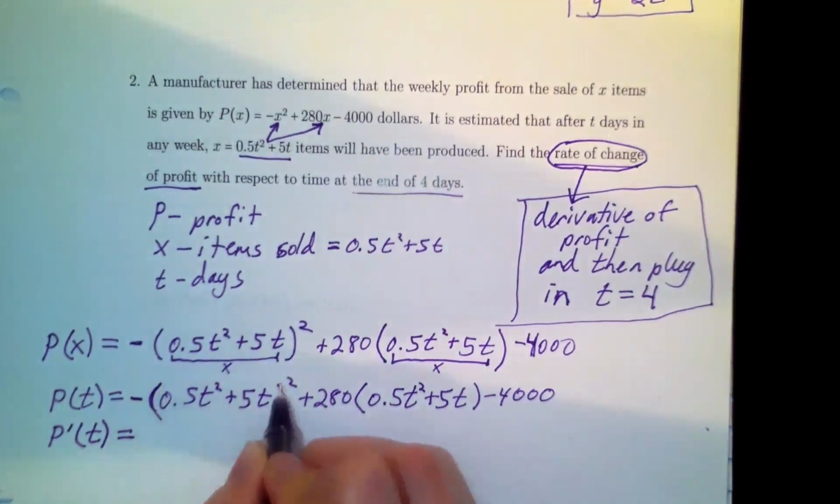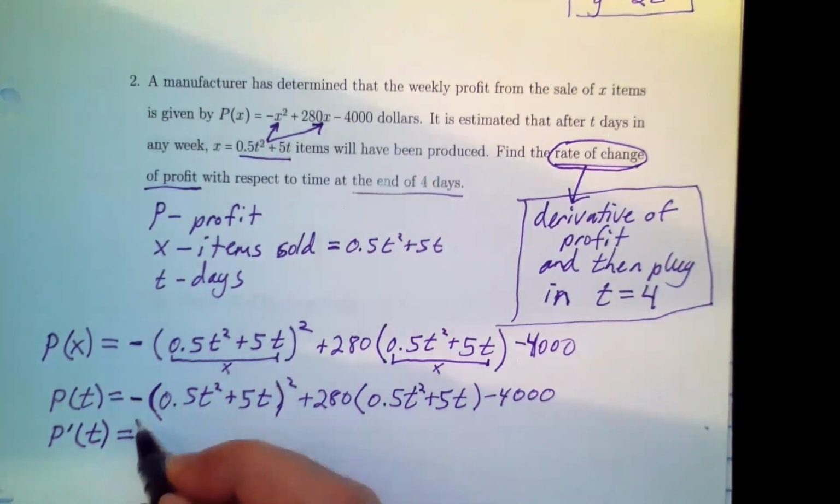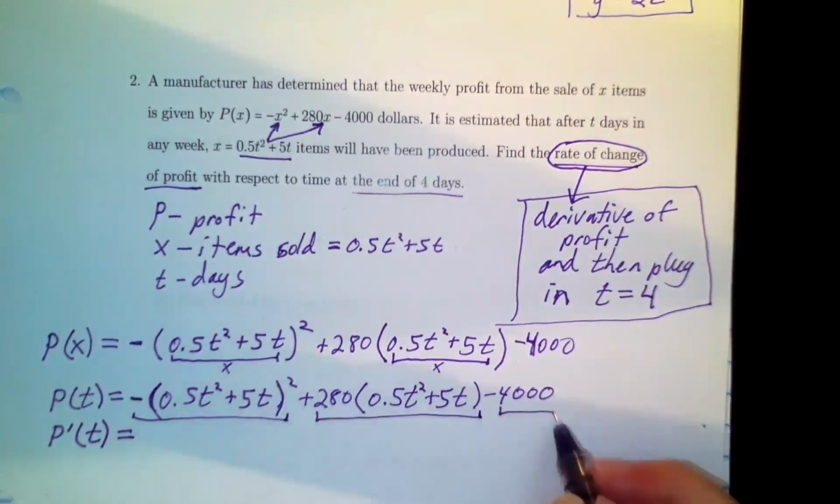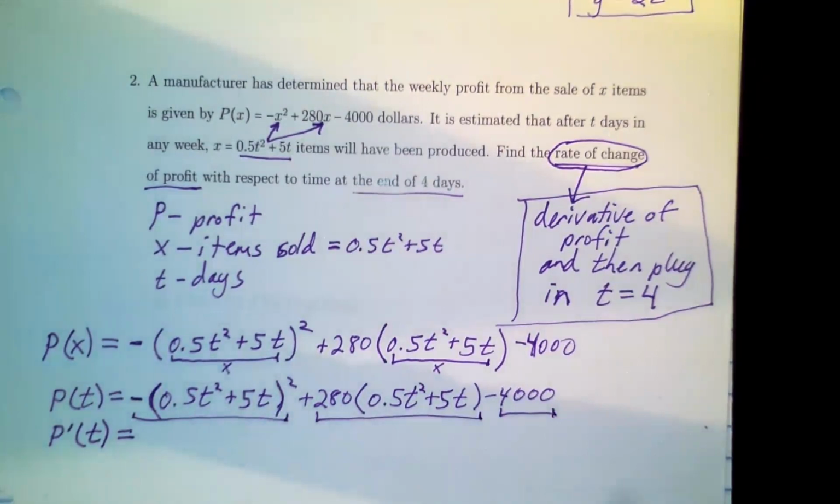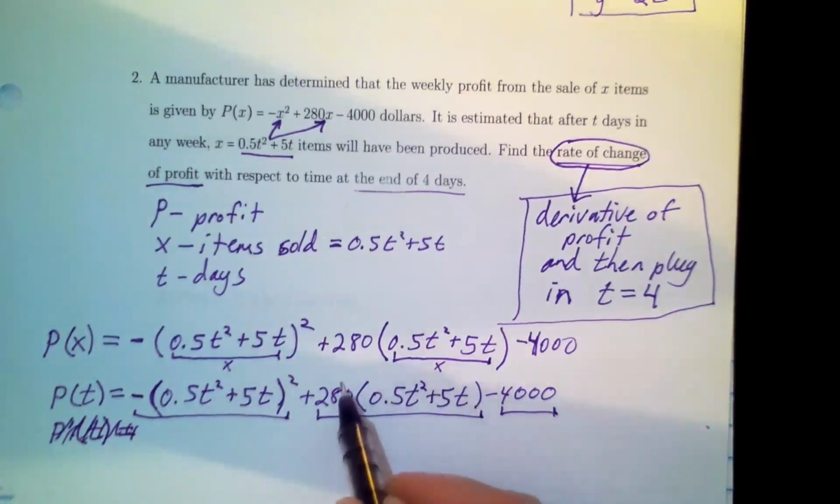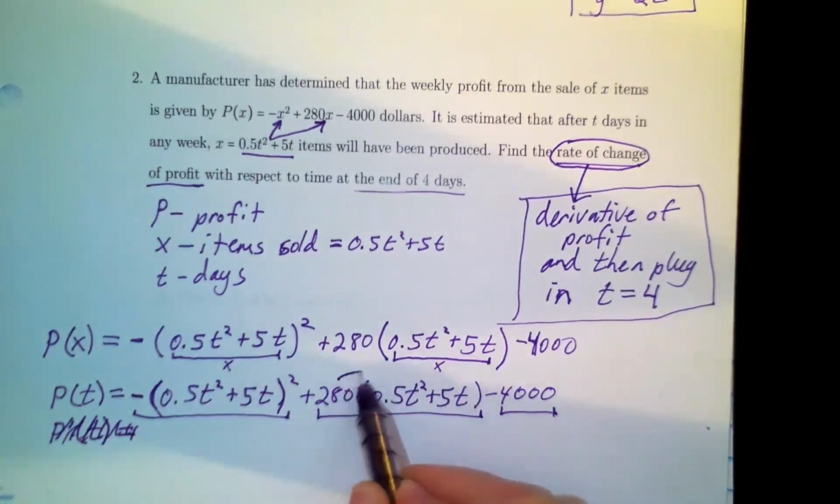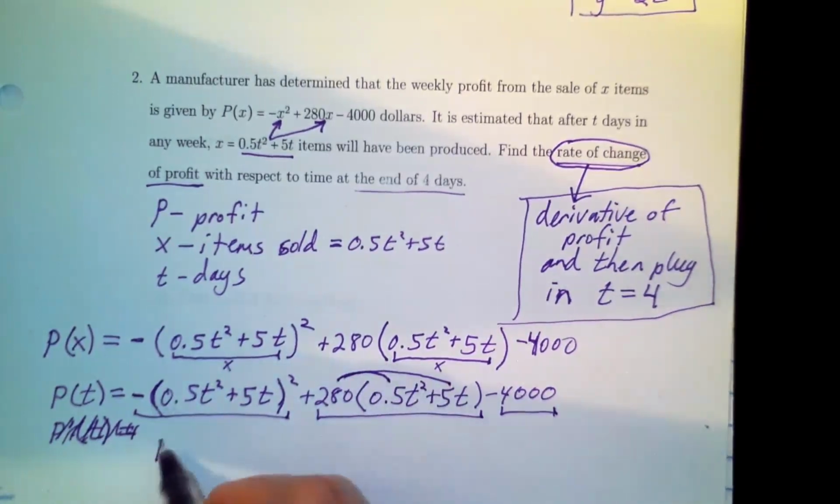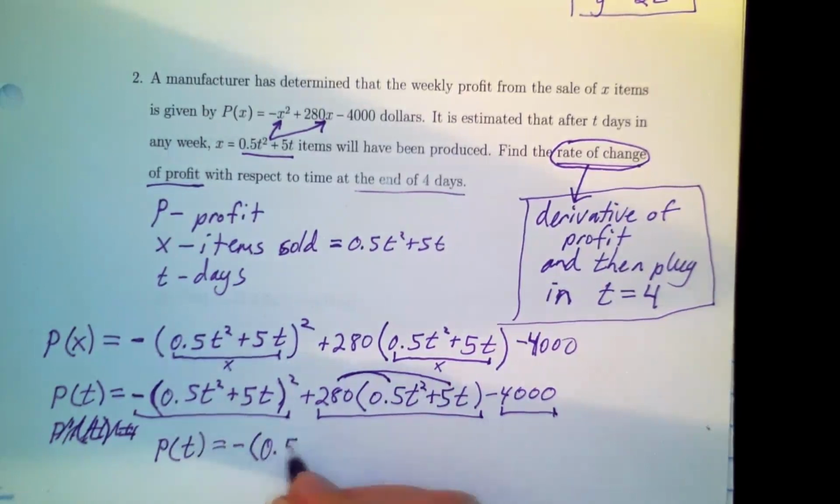Now when we look at the profit function, I have 3 terms. I have 1, 2, 3. And I can do different things to each one. So why don't I first, before I take the derivative, try to clean this up a little bit. Let's say I take this 280 and multiply it in to the 0.5t squared and the 5t. We're just going to try to make my profit function look a little bit nicer first before I take the derivative. And then I will take the derivative.